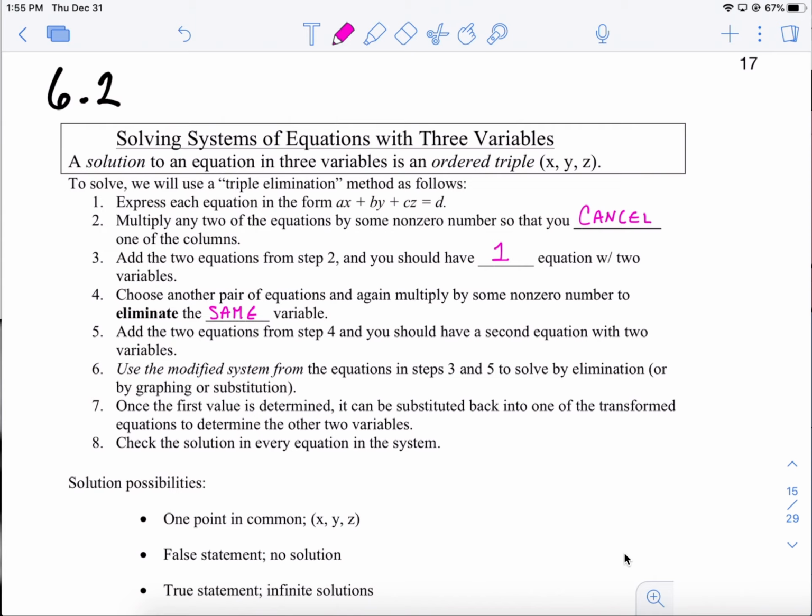We're back with the notes for 6.2. Today we're going to be learning how to solve a system of equations when you have three variables, and we're going to be doing it by hand. Later in this unit, I'm going to teach you two other ways to solve the same kind of problem, but for today it is going to involve a lot of work.